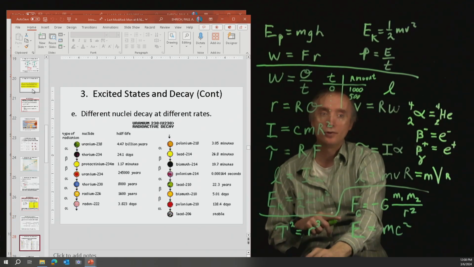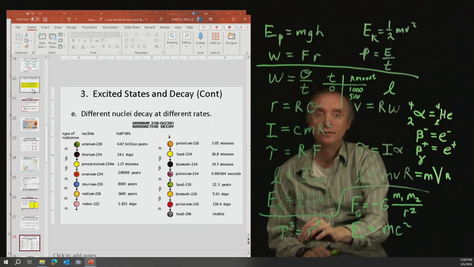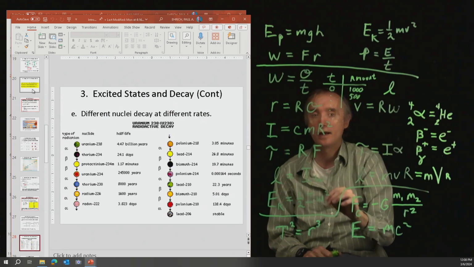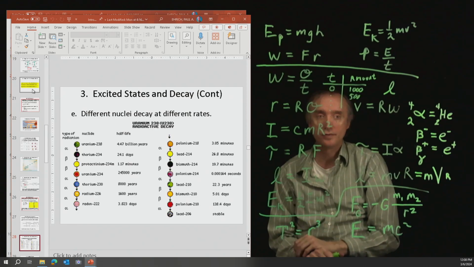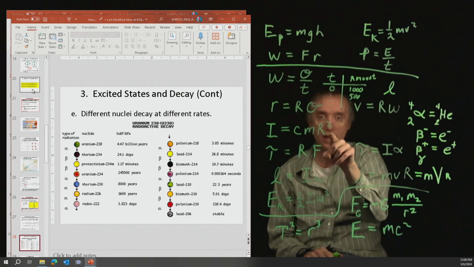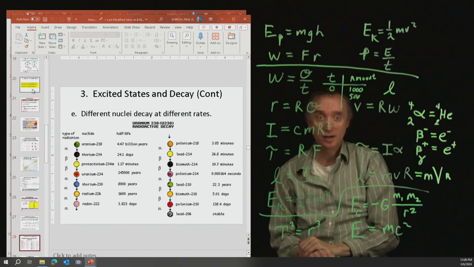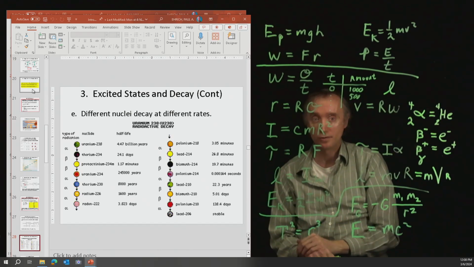I just want to show you that different nuclei have different half-lives. These are the half-lives for different kinds of radioactive substances. Some of them are in billions of years, but others are only in seconds.